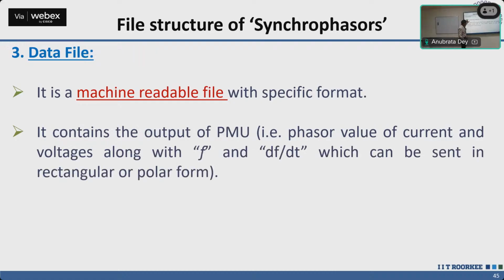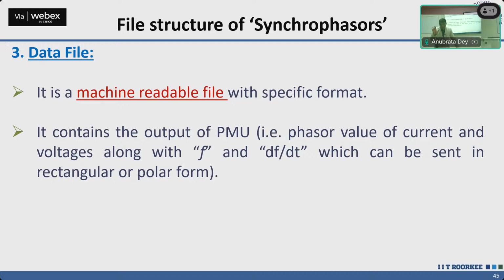Then you have the third, the data file. This is also machine readable with the same format, SCL, and this contains the output of the PMU. You know what the PMU is? It's a device where you give continuous values, acquire the data from ADC or some other sensors, and then the output of the PMU is nothing but your phasor value, right?